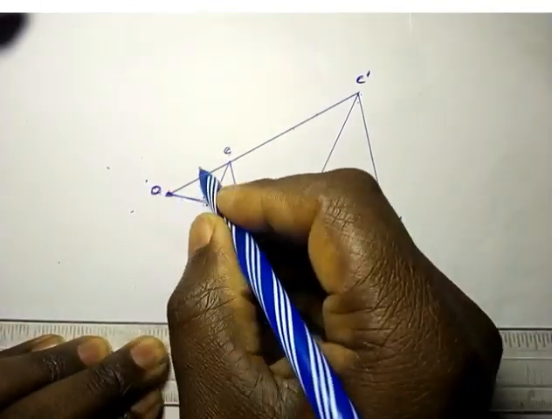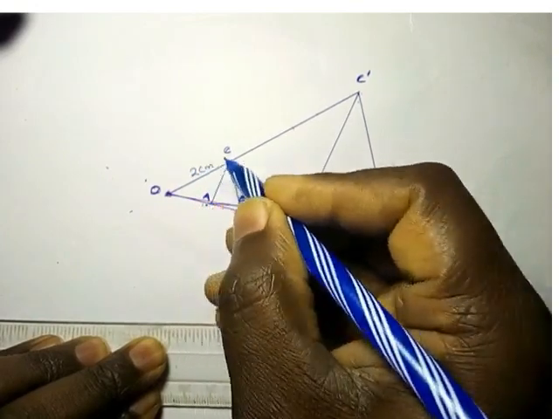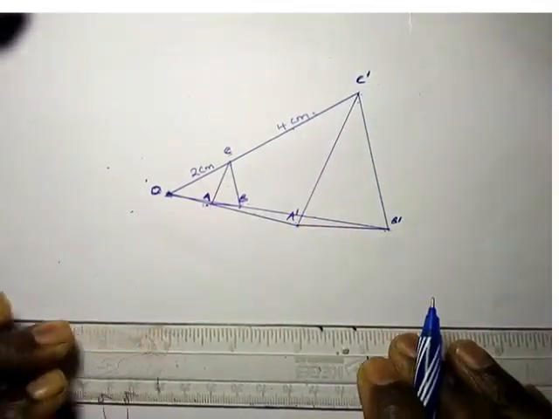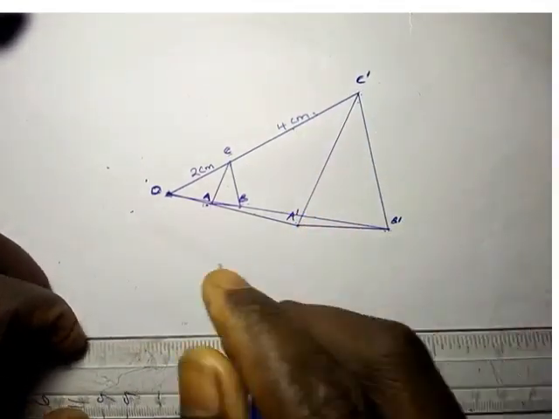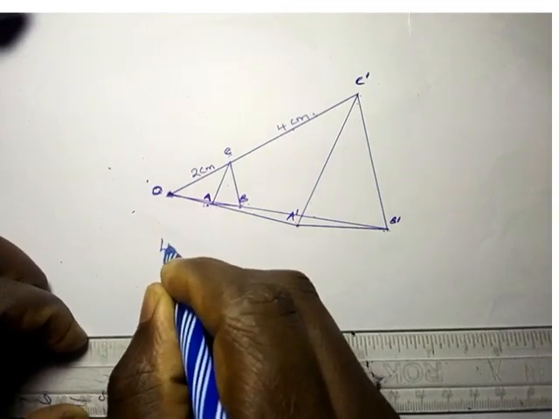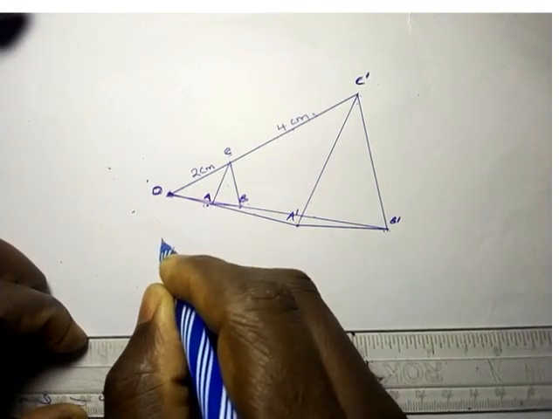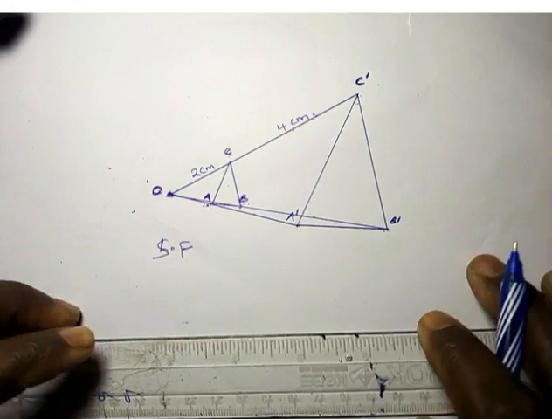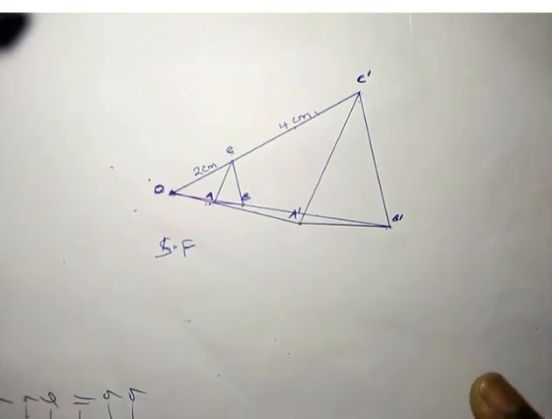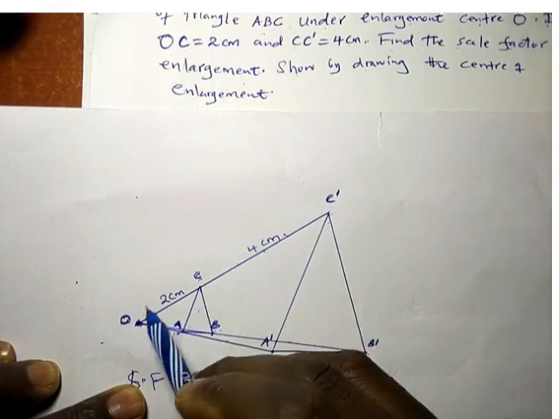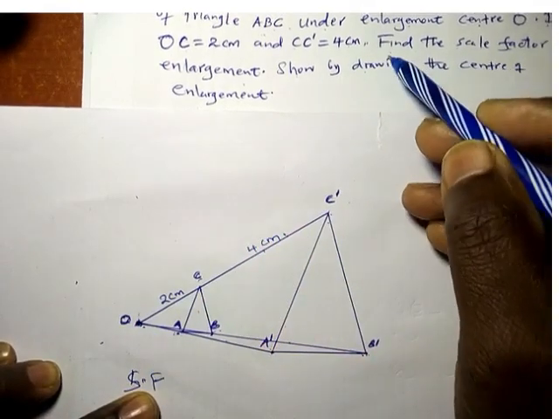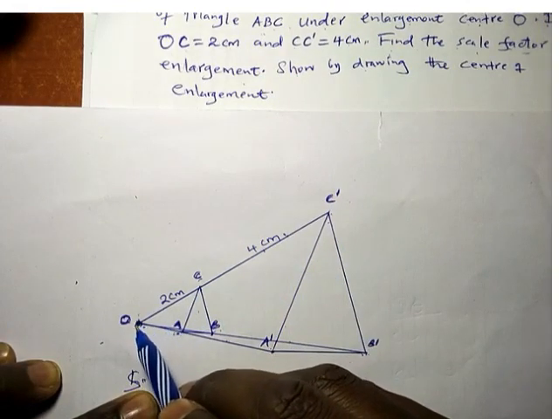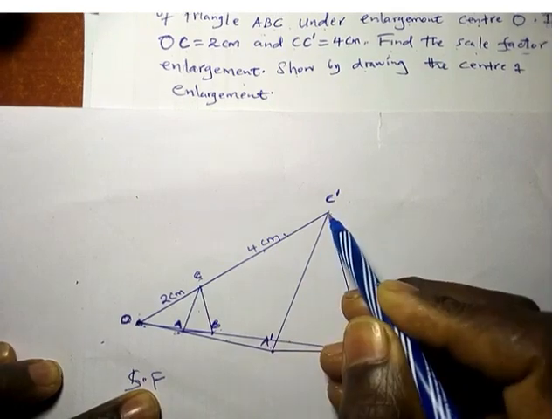So we have been given that OC is 2 centimeters, that CC' is 4 centimeters. Then we have been asked to find the linear scale factor of enlargement. It's asking the scale factor of enlargement. Now, after getting the center of enlargement, let us find the scale factor of enlargement. The scale factor, we measure the distance now from the center to the image.